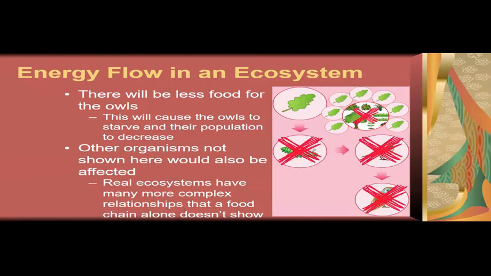There will be less food for the owls. This will cause the owls to starve and their population to decrease. Furthermore, other organisms not shown here in this food chain would also be affected. And that's because real ecosystems have many more complex relationships that a food chain alone doesn't show.